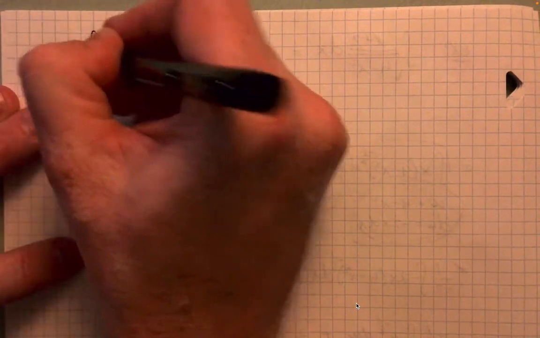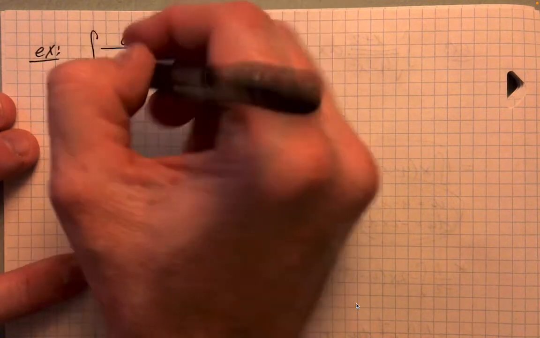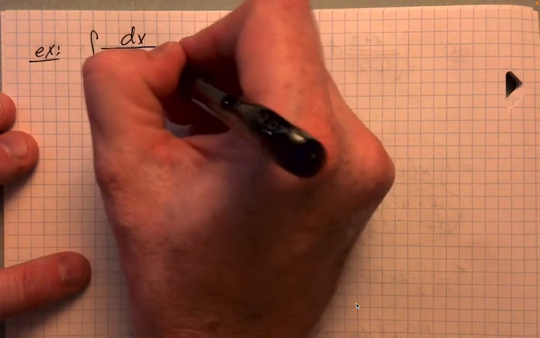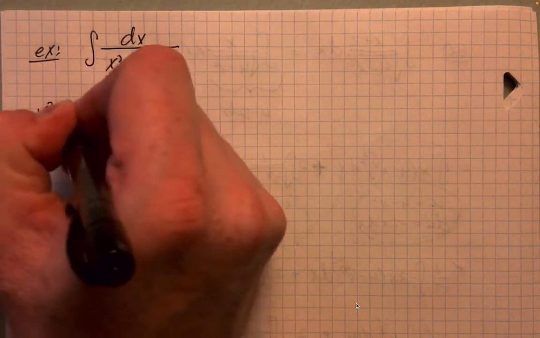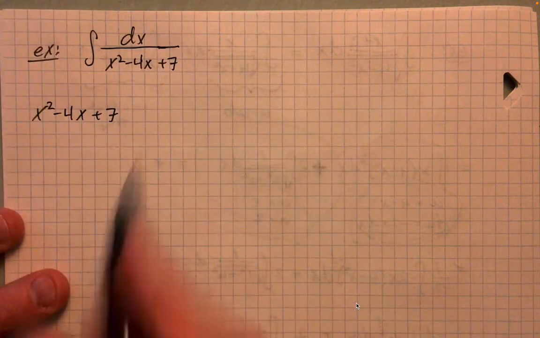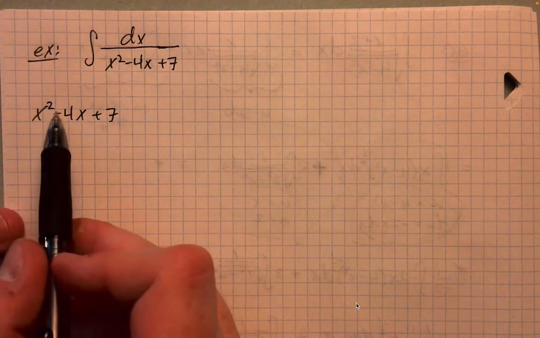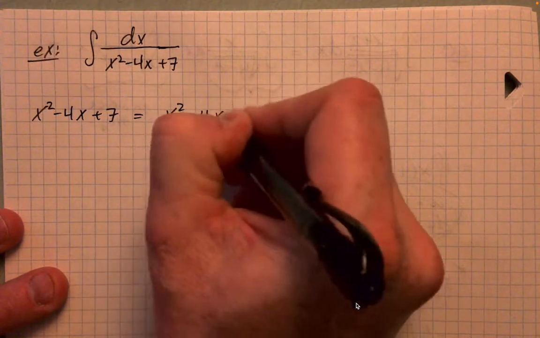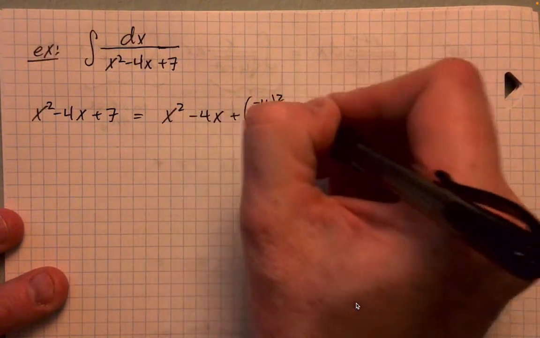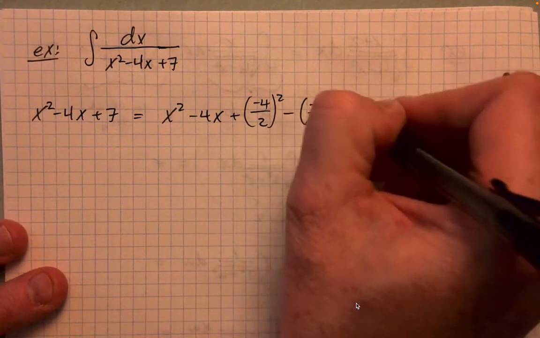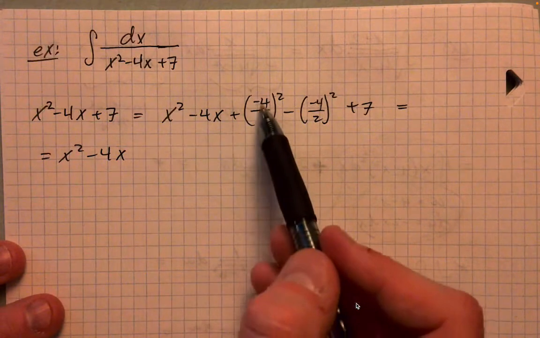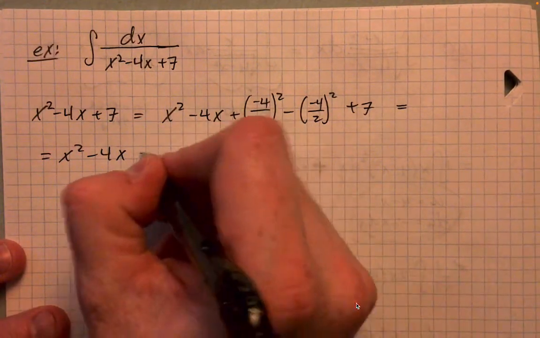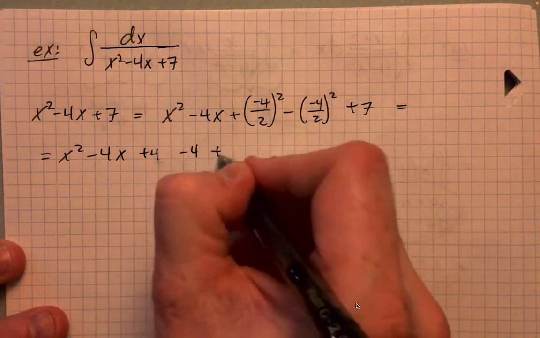Let's do this example. So we want to integrate dx over x squared minus 4x plus 7. Okay, so the denominator can be expressed as the sum of two squares by doing this completing the square business. So let's say we have x squared minus 4x plus 7. Okay, so I can add and subtract negative 4 over 2. So it'll be x squared minus 4x plus negative 4 over 2 squared, minus negative 4 over 2 squared, and then plus 7. And so when I do that, I get x squared minus 4x, and negative 4 over 2 would be, of course, negative 2, squared would be plus 4, and then this would be minus 4 plus 7, right?